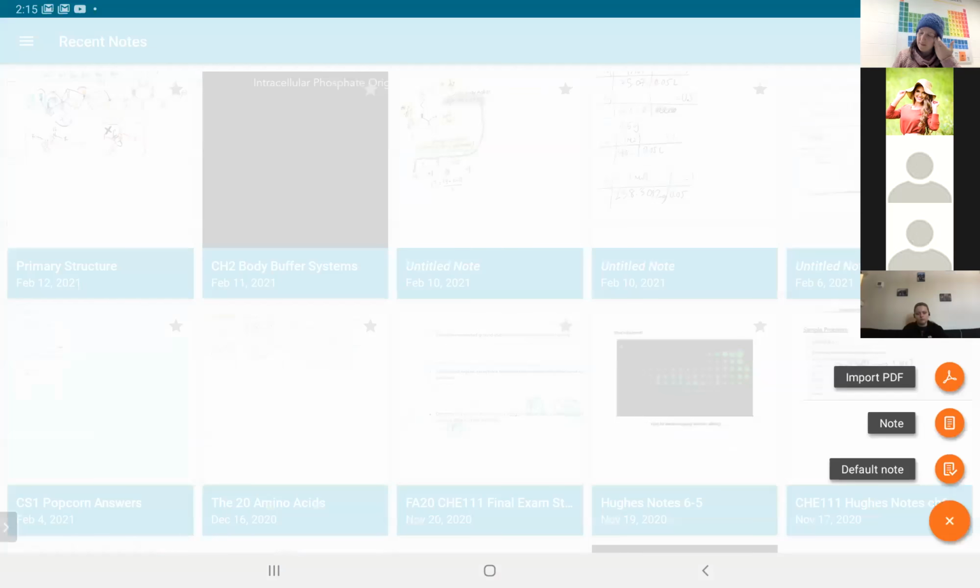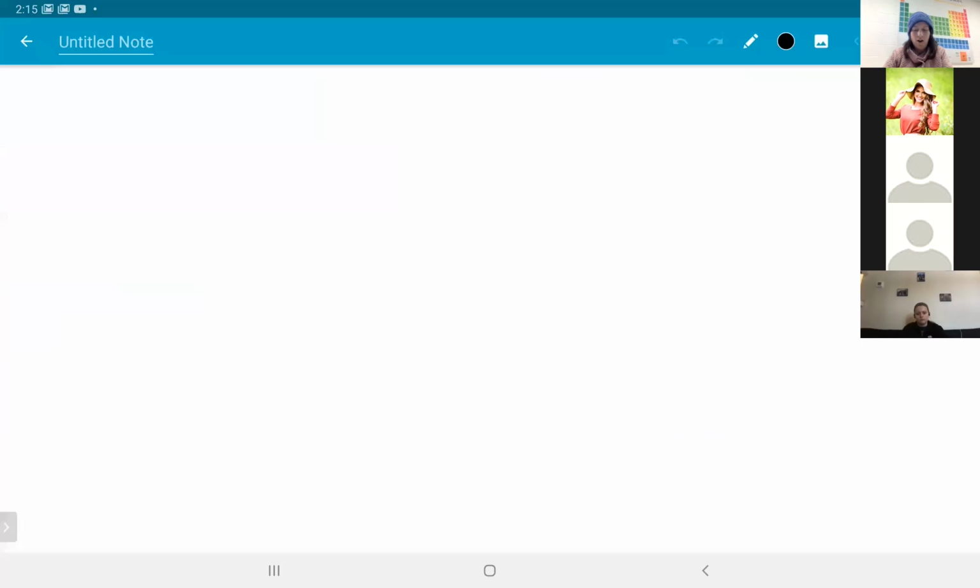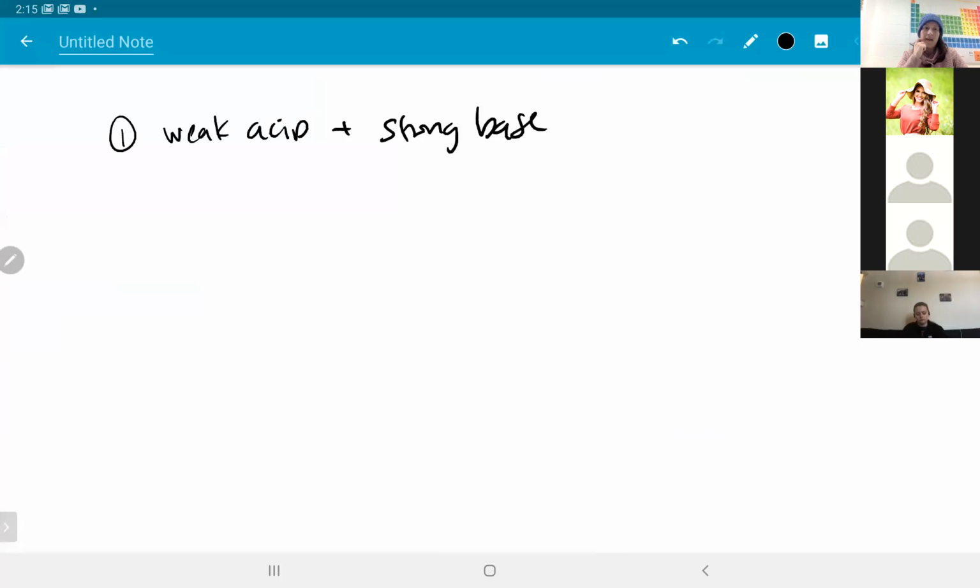New note, blank. Okay, so there'll be three types of, in general, buffer questions. The first type of buffer question is if you mix a weak acid with a strong base. Typically in biochemistry, I only ever look at starting with weak acids and mixing them with strong bases. The question could have a weak base mixing with a strong acid, but then you're looking at pKBs and the base equation. And I don't even want you to focus on that. I just want you to focus on one half of the whole buffer story, which is the weak acid side.